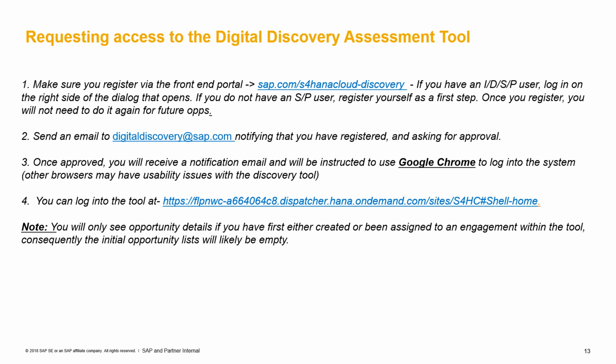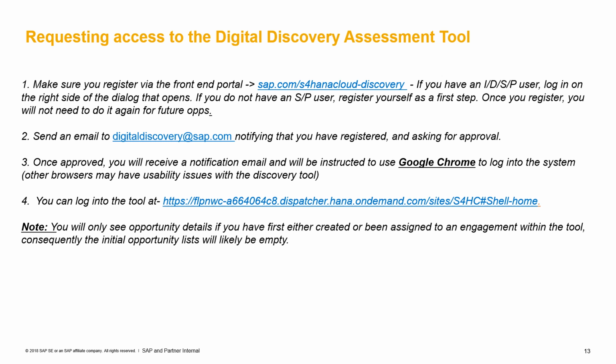Because you're a partner taking the sales authorization, you'll have used your SID to access the sales authorization, so you already should have your SID. Next, you send an email to the email address here, notifying them that you've registered and you ask for approval. Identify yourself as a partner and that you're working on XYZ opportunity and you're a qualified and authorized reseller.